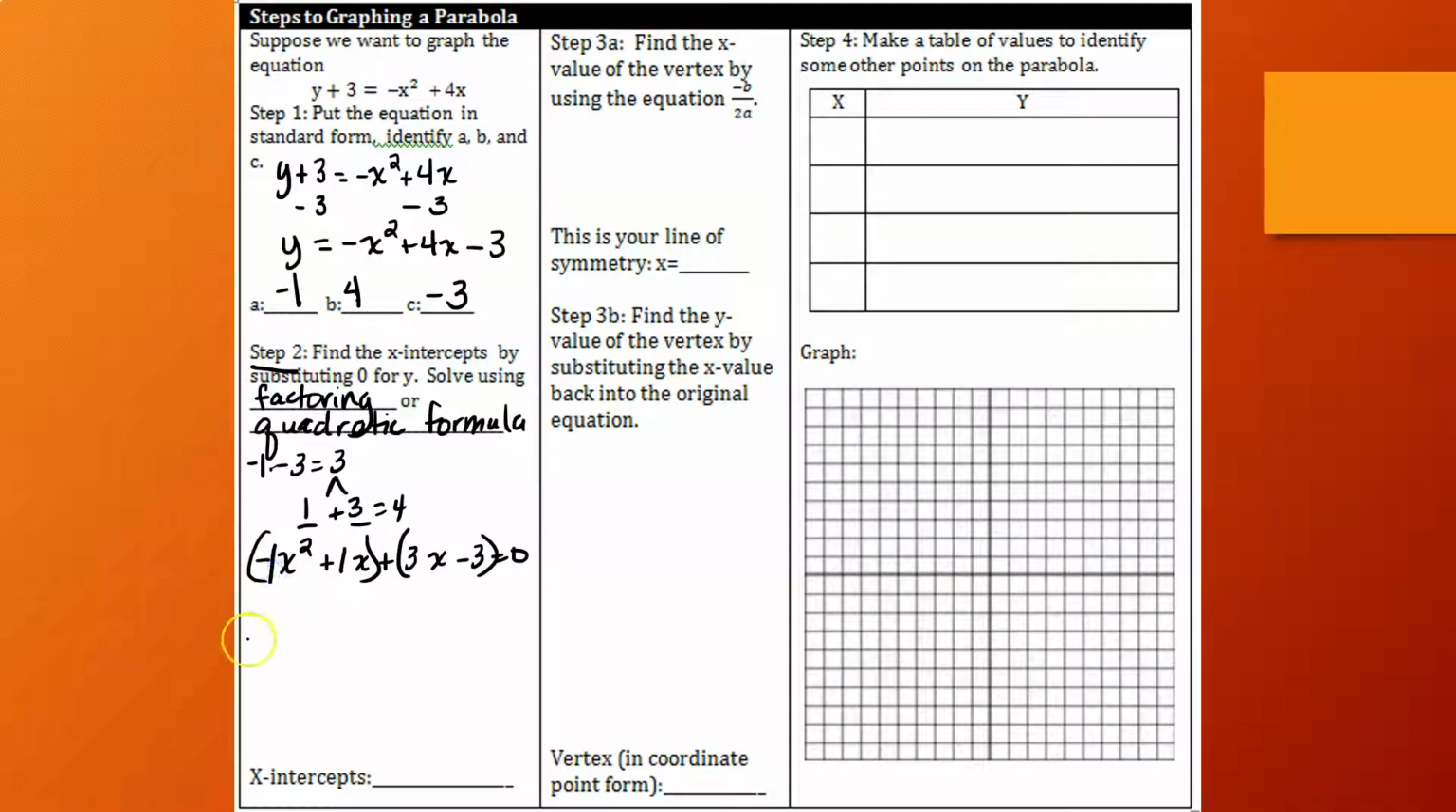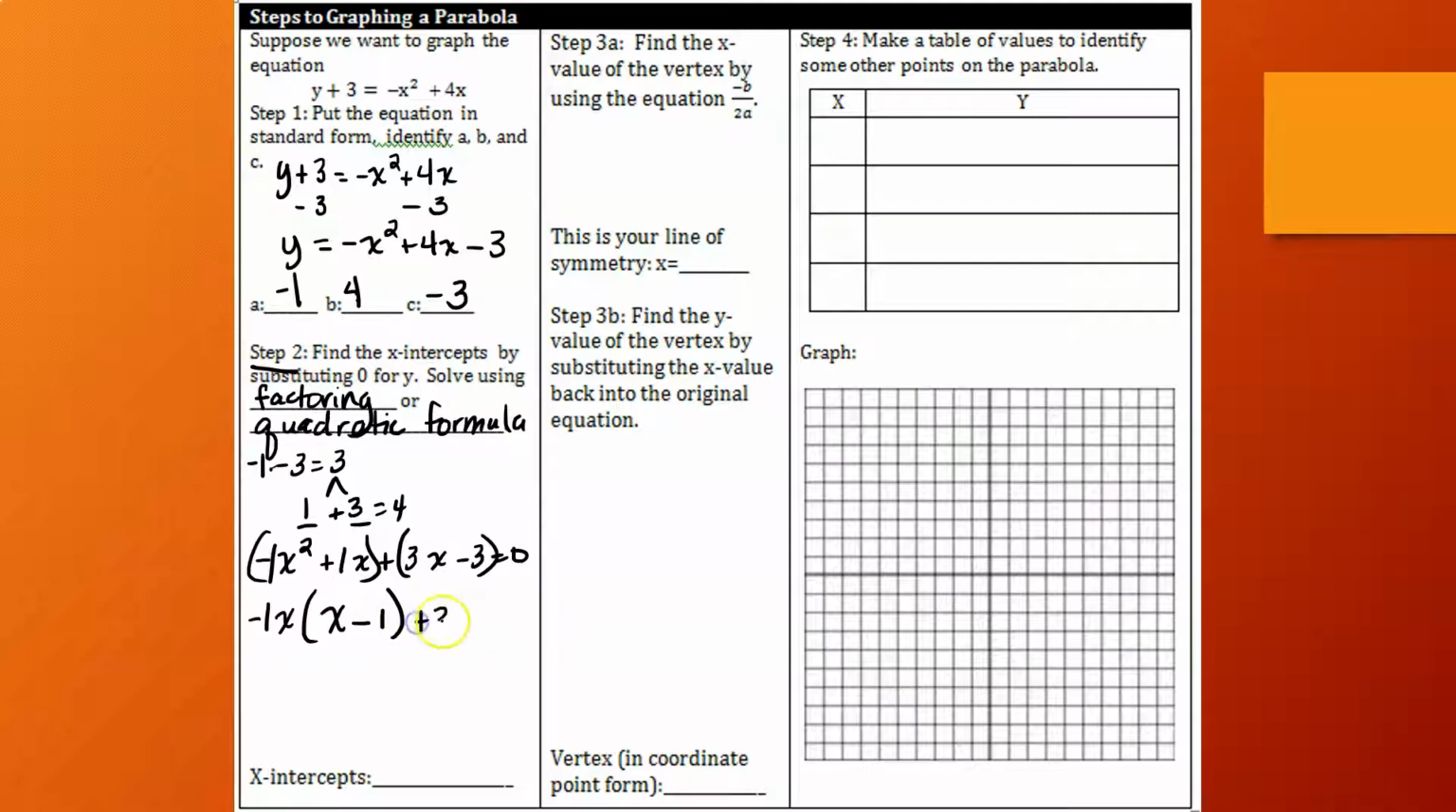Remember, there's an invisible 1 in front of my x squared here. A common factor for negative 1 and 1 is negative 1. I'm going to bring down my x. Negative 1x squared divided by 1x is x. 1x divided by negative 1x is negative 1.